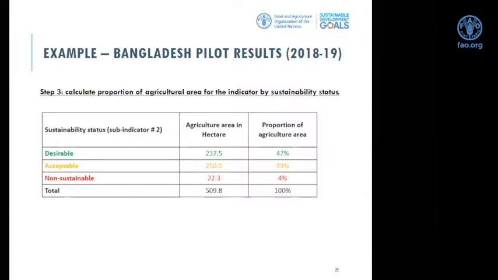But then in that case, let me again expand on this. In that case, you need to have a panel survey because you need to ask the same agriculture holding every year as to whether he was profitable in year X, in year Y, and in year Z.